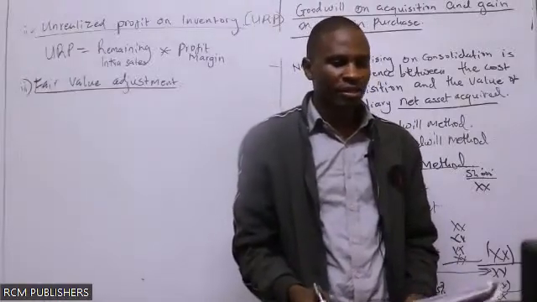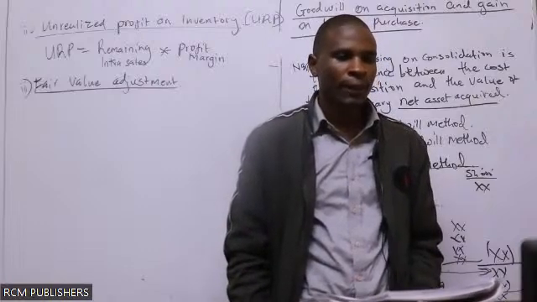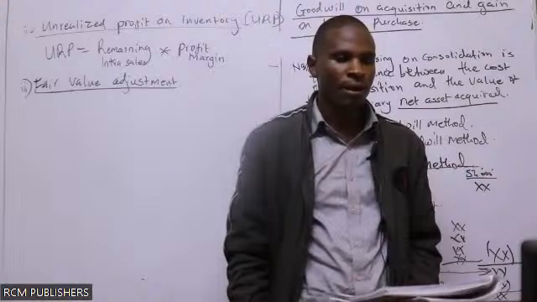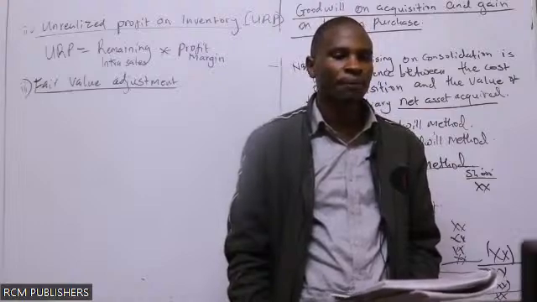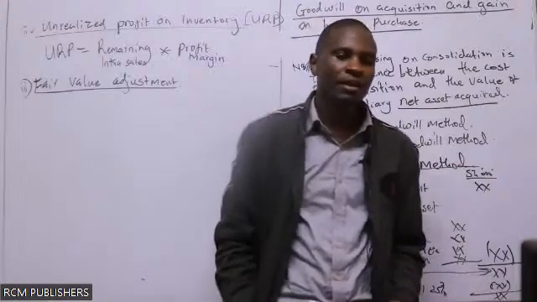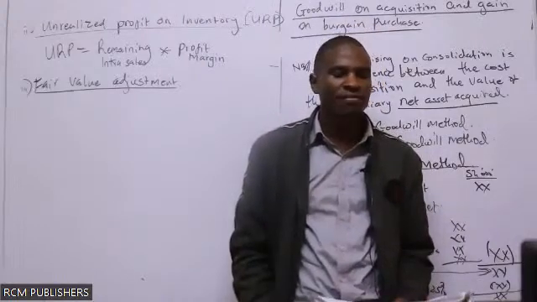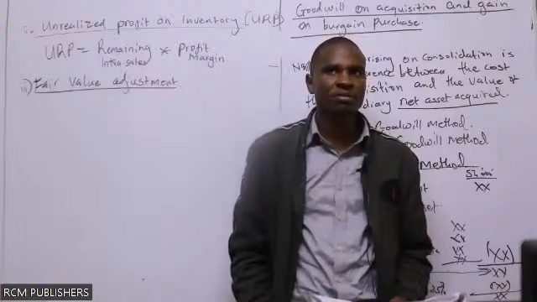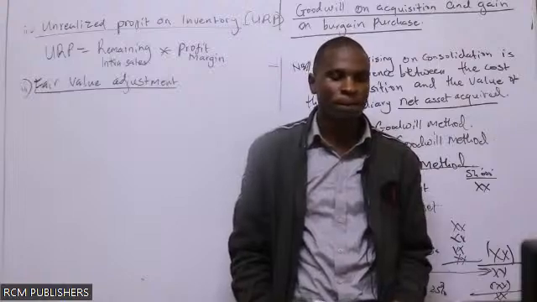Now, under this, you say, in the calculation of goodwill, comma, the net asset of the subsidiary need to be revalued to their fair value. Full stop.